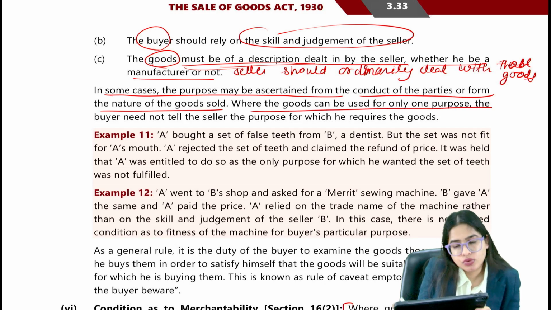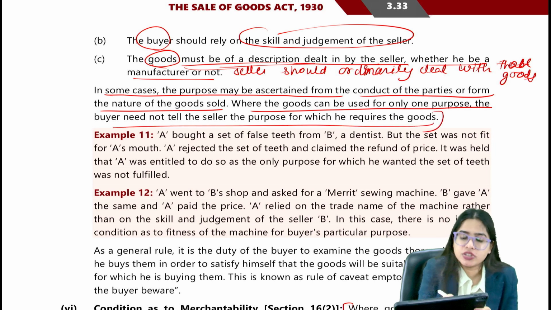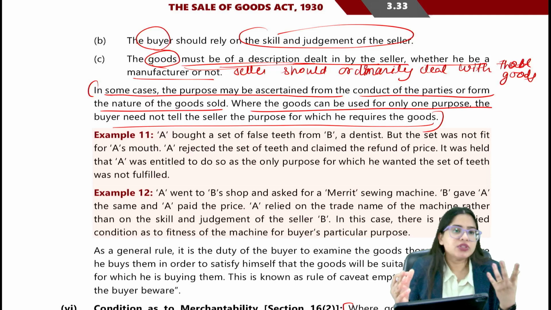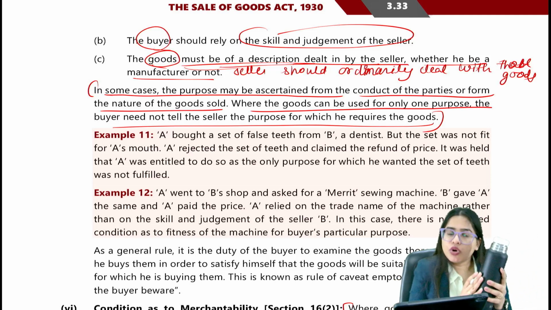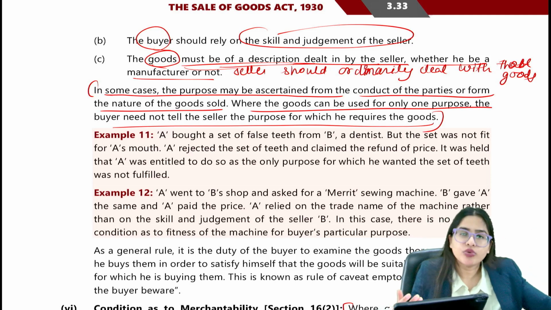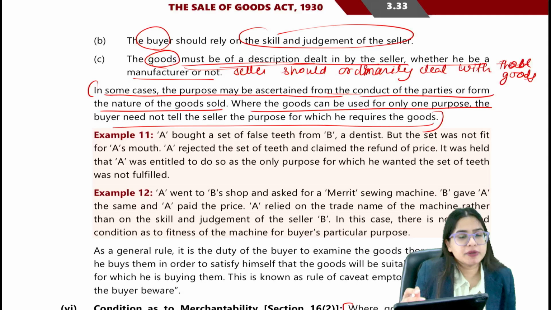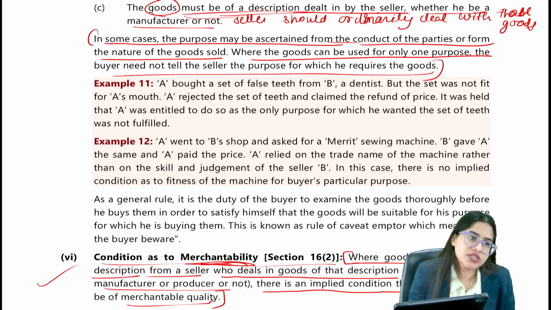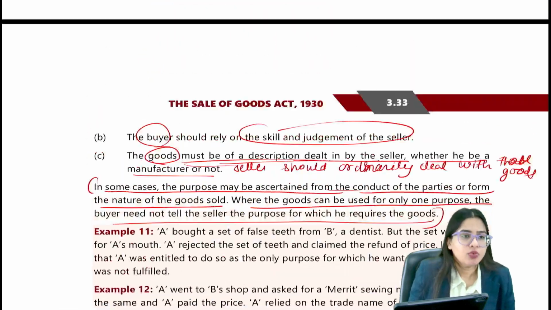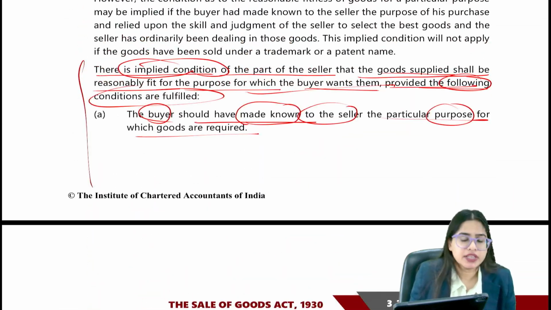Where the goods can be used only for one purpose, then the purpose need not be mentioned. Here one point is given: if the goods can be used only for one purpose, for example, a bottle can be used only for holding liquid, so there is no need to mention the purpose. And sometimes the purpose can be ascertained from the conduct of the parties or from the nature of the goods. In that case, the implied condition will be applicable. Are we clear with this?